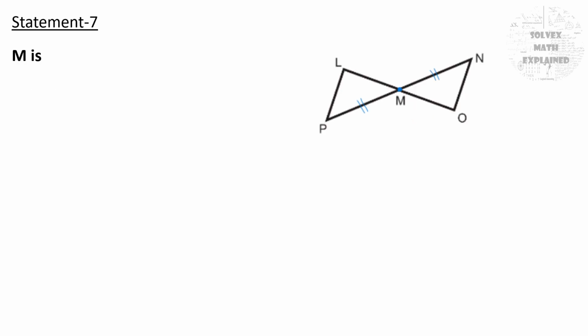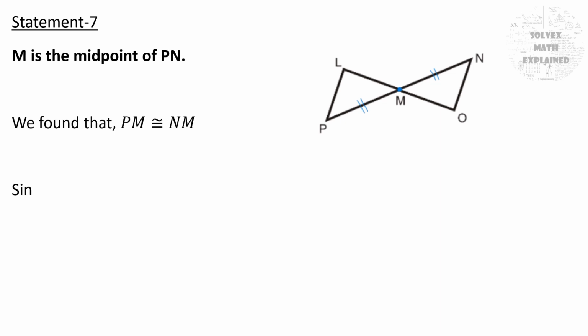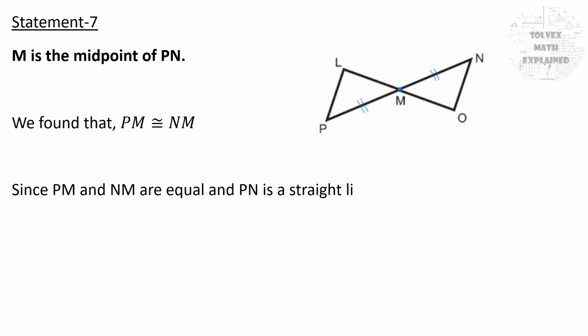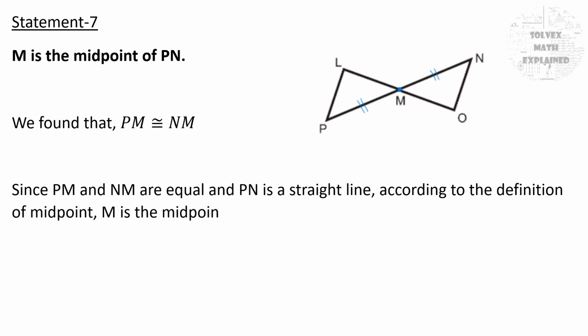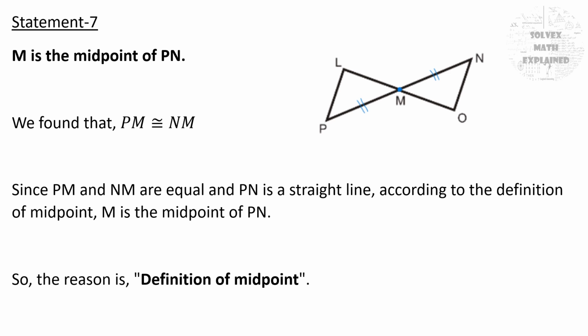Finally, the seventh statement can be written as M is the midpoint of PN. Because, from the previous statement, PM and NM are congruent. Since PM and NM are equal, and PN is a straight line, according to the definition of midpoint, M is the midpoint of PN. So, the reason for our final statement is definition of midpoint.